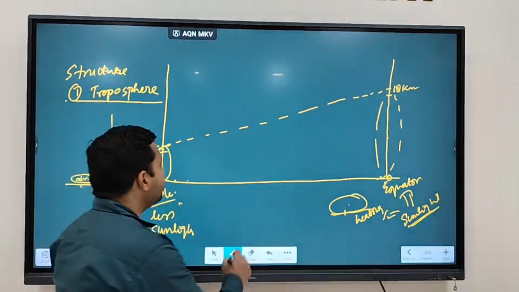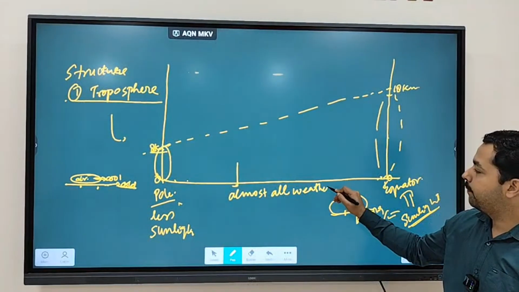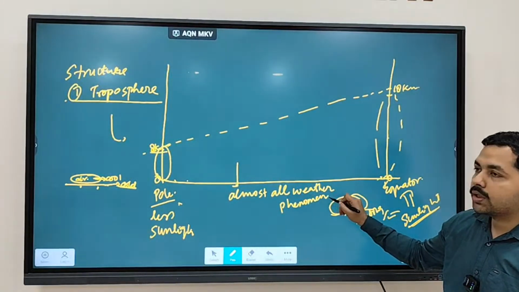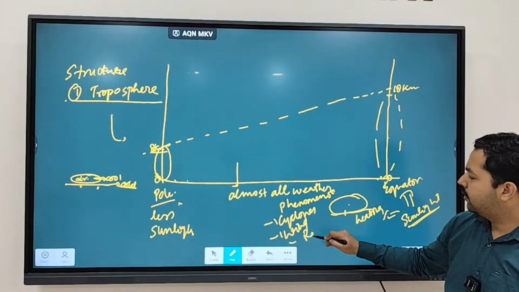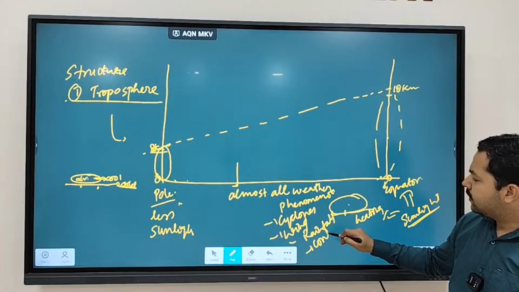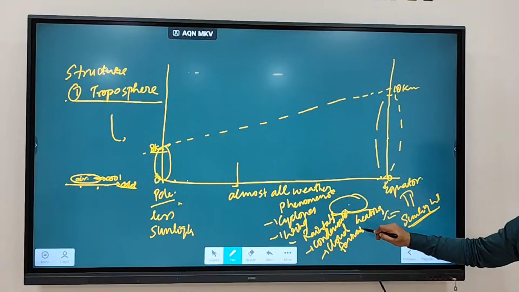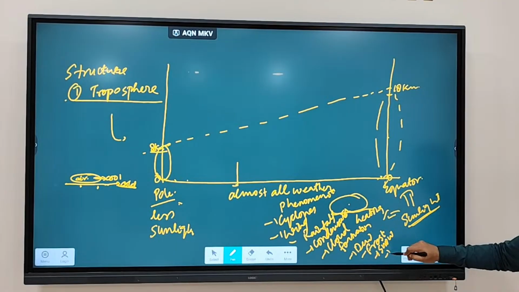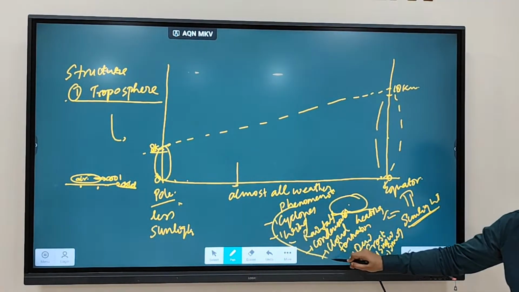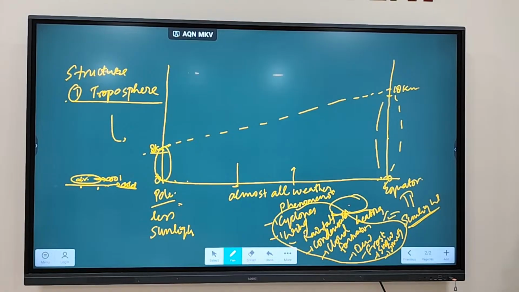Fine. Now, the second thing that you see is that almost all weather phenomena take place in the troposphere. What are the weather phenomena? Cyclones, wind, rainfall, most of condensation, cloud formation, dew, frost, snow, smog. All these weather phenomena take place where? In the troposphere. Almost all your weather phenomena are going to take place in the troposphere. Fine.